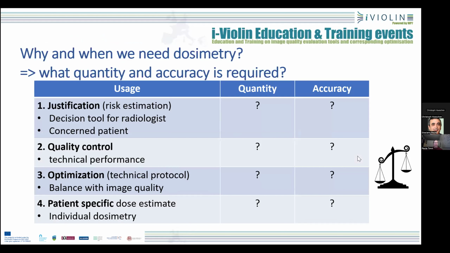So when we need dosimetry, we have different situations where we need to know the patient exposure and the dose. First of all, based on the basic principles, we need to do justification. We need to estimate the risk of our exposure and compare it to the benefit we have. For that purpose, the radiologist needs the information about the radiation dose. This is really a tool for radiologists to make a decision. We might also have a concerned patient who wants to know what kind of risk they have if they have this procedure.